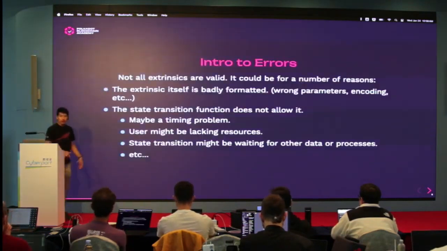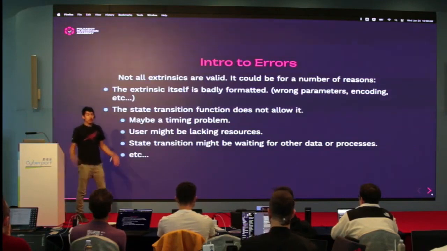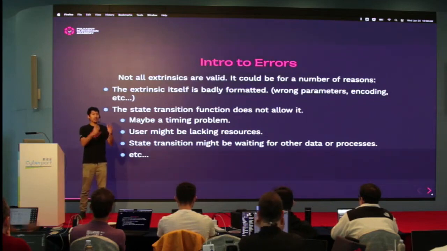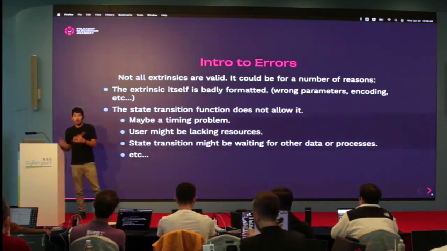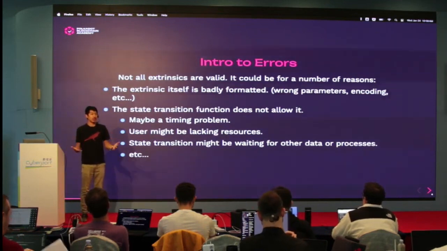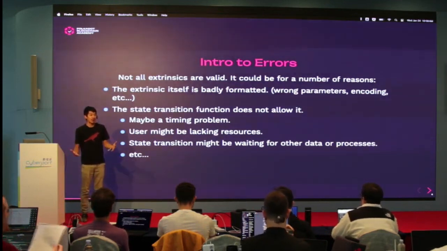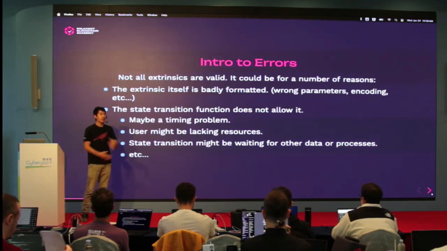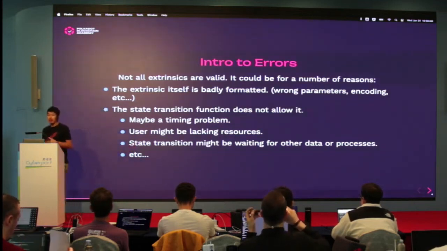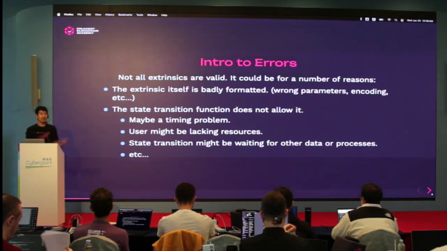So not all extrinsics are valid, right? You are defining a state machine. The state machine has a set of valid states it can be in, right? Users of your blockchain system are expected to be malicious. They're expected to want to mess up your state machine for their advantage, right? These are publicly accessible blockchains. They have publicly accessible APIs. Anyone will want to tinker with it and mess things up.